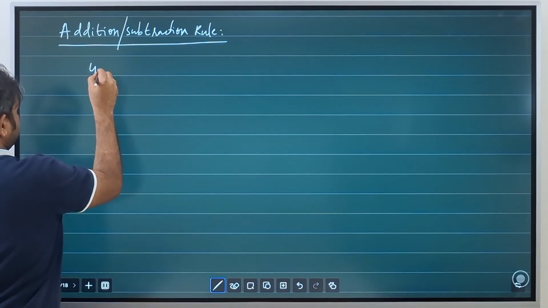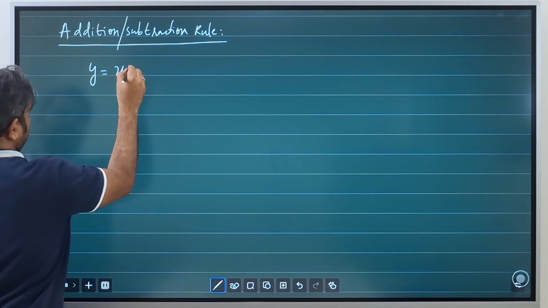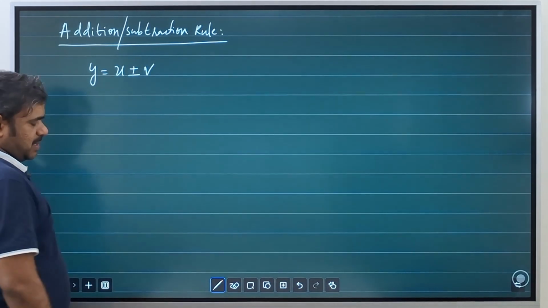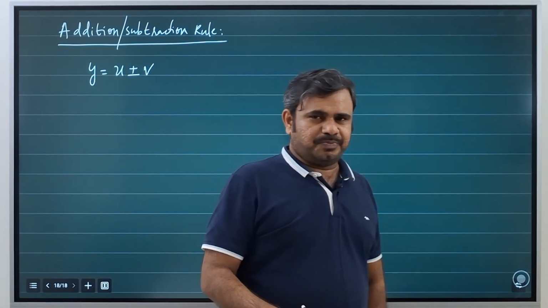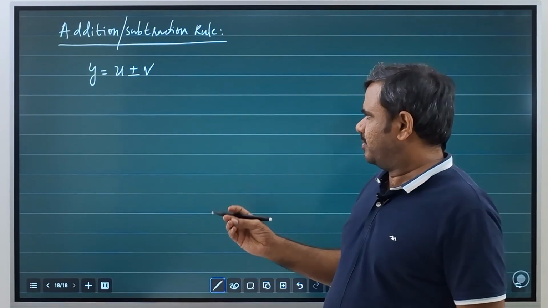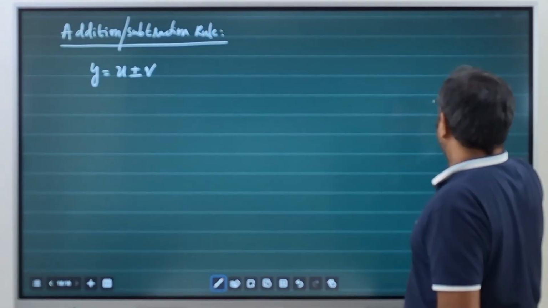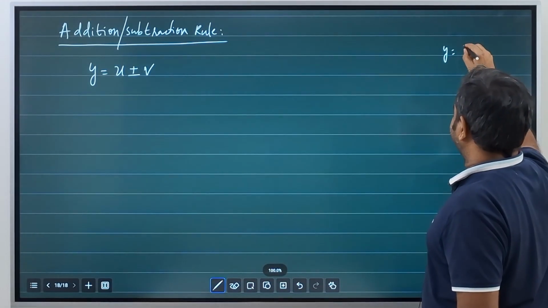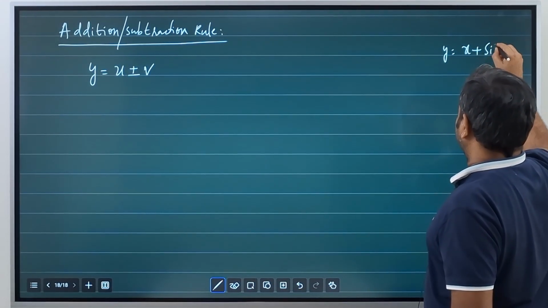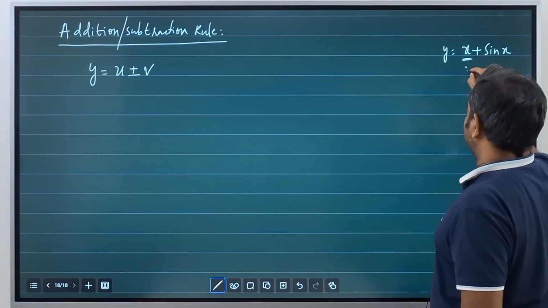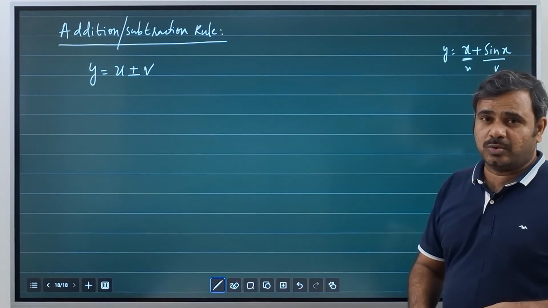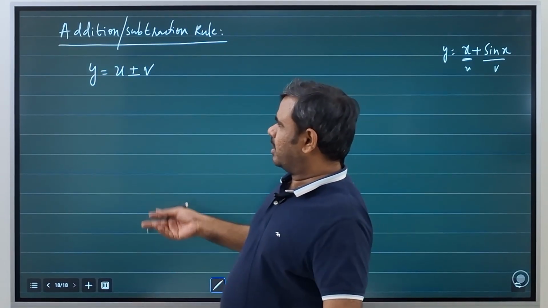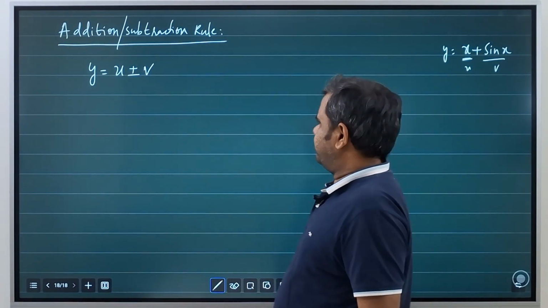If y is equal to u plus or minus v, if y is in this form, u is a function of x, v is also a function of x. It means, suppose you have y is equal to, say, x plus sin x. This is u, this is v. These two are two different functions of x that are being added to get y as a function of x.